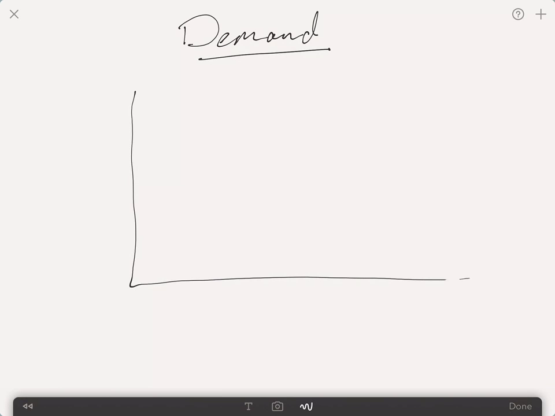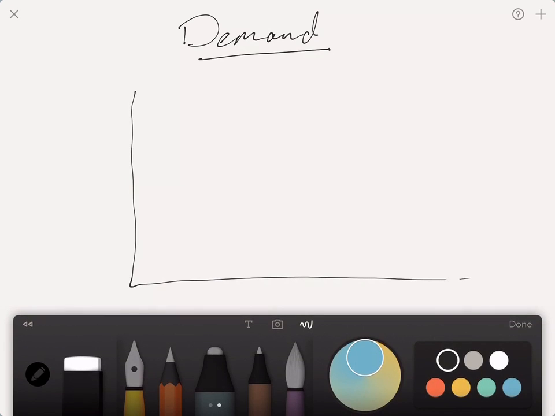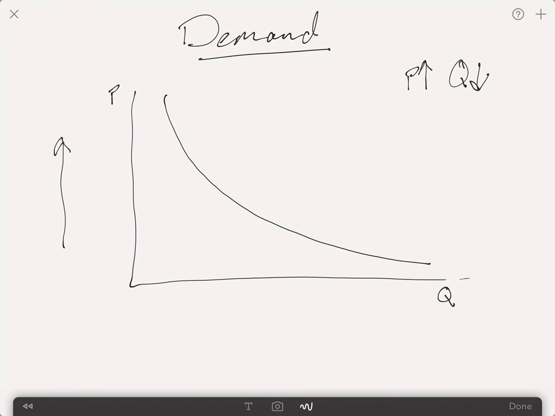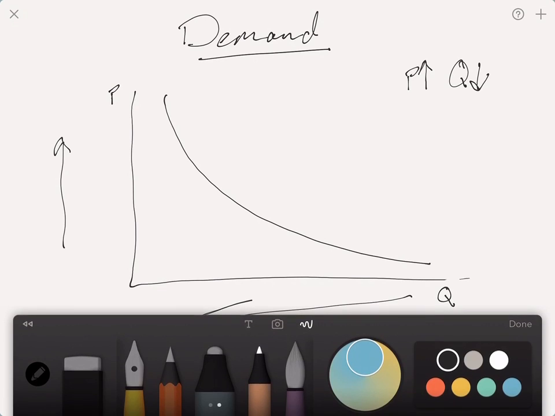What is demand? Demand is the relationship between price and the quantity demanded at that given price. The law of demand states that as price increases, quantity demanded decreases. This can be graphed on a simple graph where price is on the y-axis and quantity is on the x-axis. So as price increases, quantity demanded decreases.